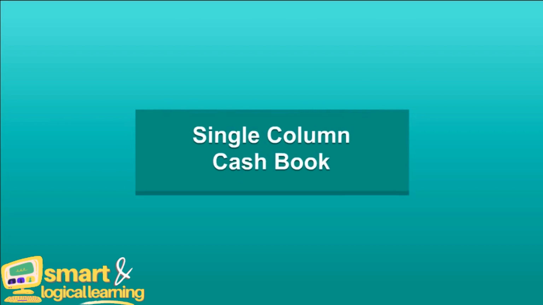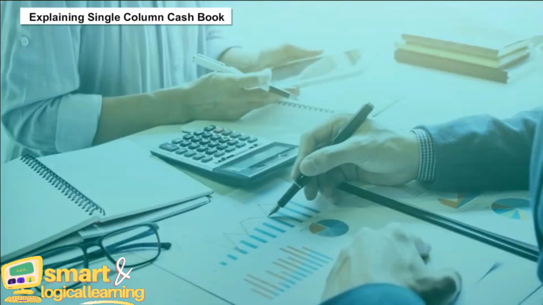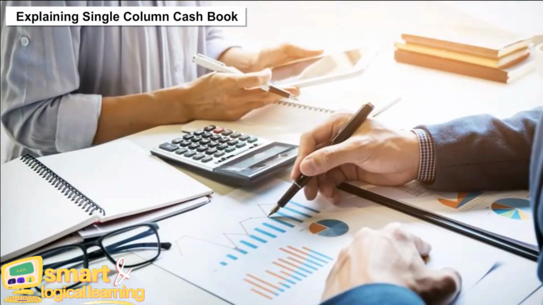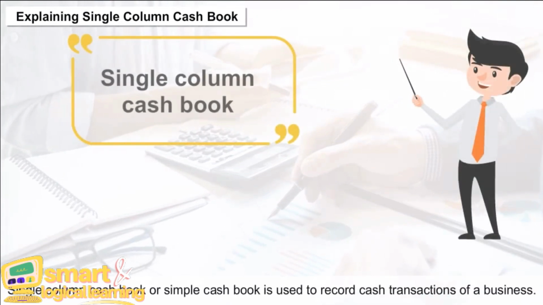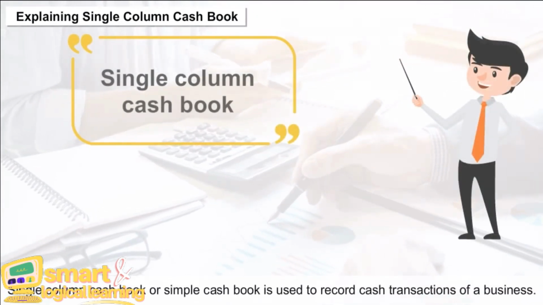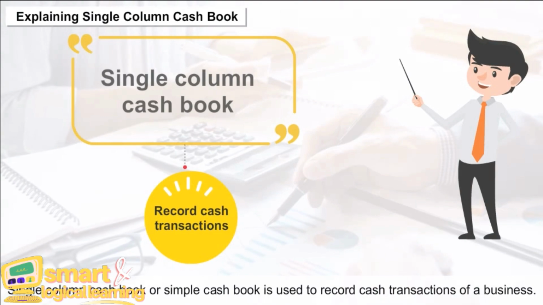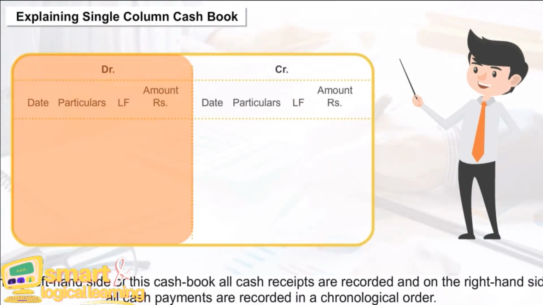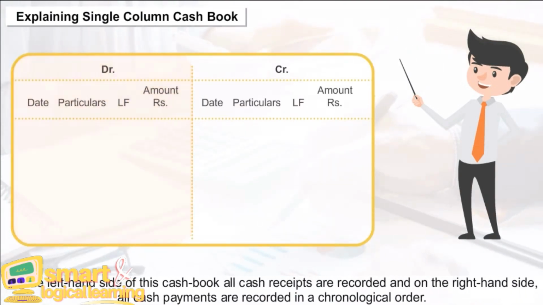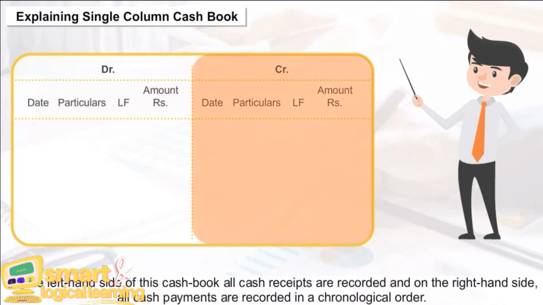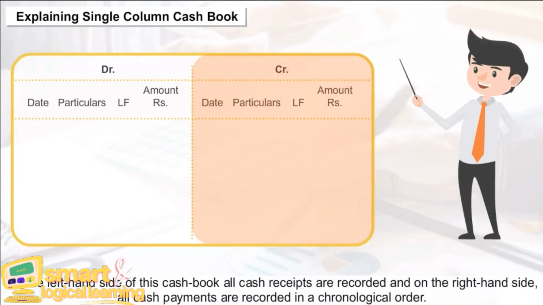Single column cash book. Explaining single column cash book. Single column cash book or simple cash book is used to record cash transactions of a business. On the left-hand side of this cash book, all cash receipts are recorded, and on the right-hand side, all cash payments are recorded in chronological order.